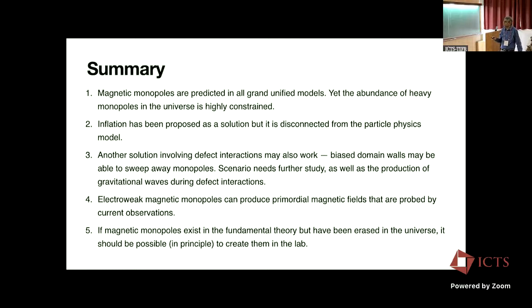Then you have electroweak magnetic monopoles that can produce primordial magnetic fields, and these are currently being probed by observations, namely the electromagnetic cascade from TeV blazars. So this is an exciting area as well. And the last point is that if magnetic monopoles exist in the fundamental theory but have been erased in the universe, then it should be possible, in principle, to create them in the lab. This problem has not received as much attention, well, kind of, but not in so much detail.